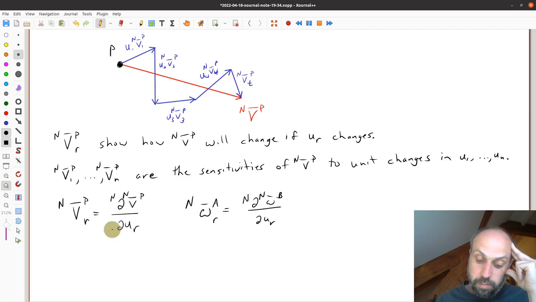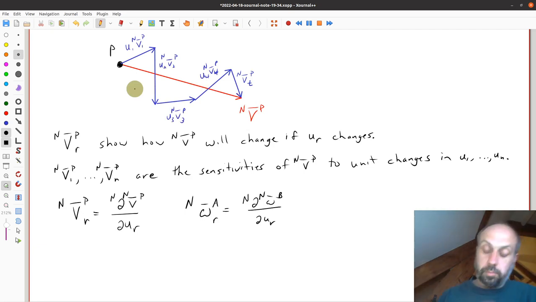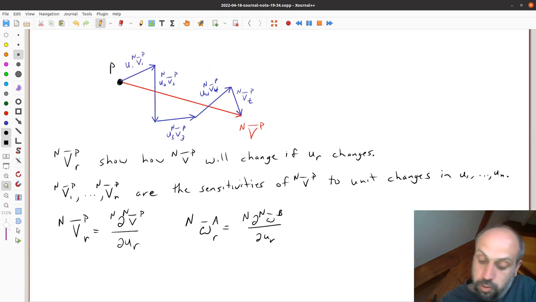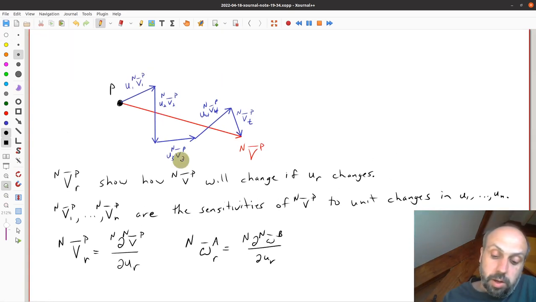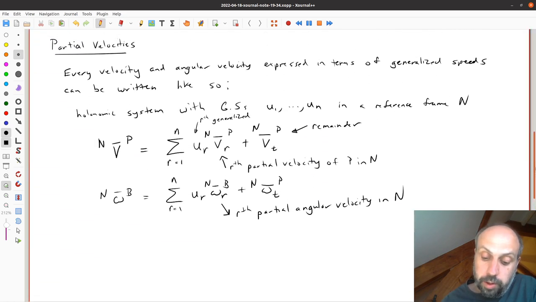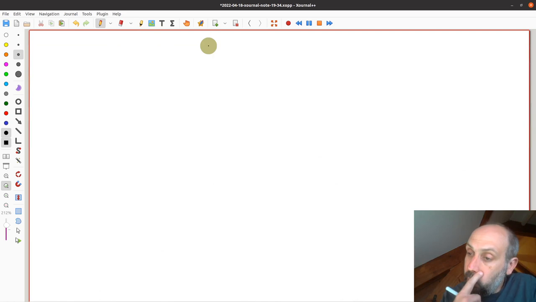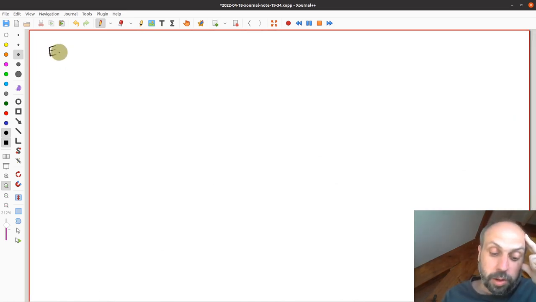And these give you an idea, like if I were to vary u1, I can see how that's going to affect the total velocity of P in N, and I can do that for any of the other ones, u2, u3, u4. So these are going to allow us to think about how the generalized speeds affect the motion of the system, and we're going to connect them further to the forces that are also affecting the motion of the system. So let's first do an example where we calculate the partial velocities.